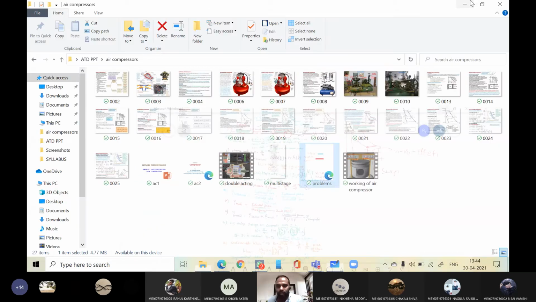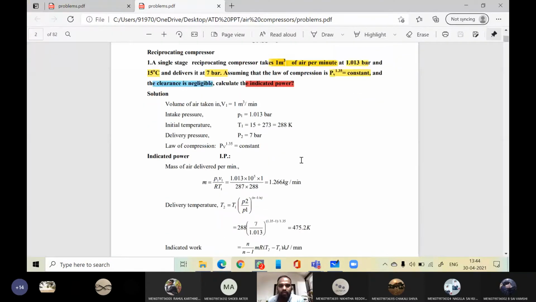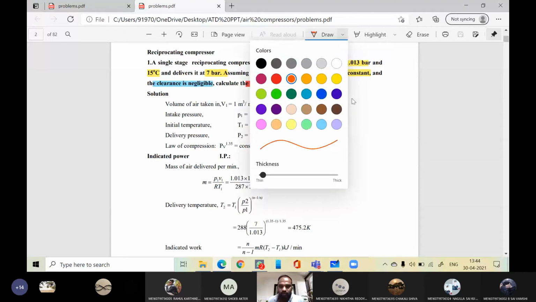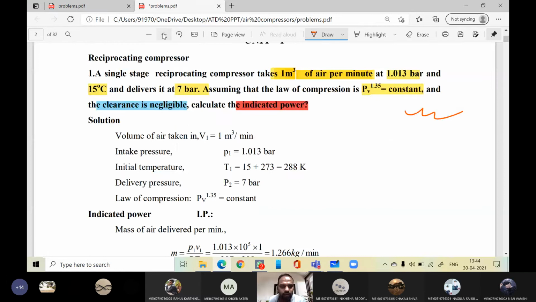Okay, let me directly share the PDF, so we'll see how it will be. Can I write here? We'll see. Yeah, I can write. No issue. Is it okay or shall I zoom? Now it's okay.